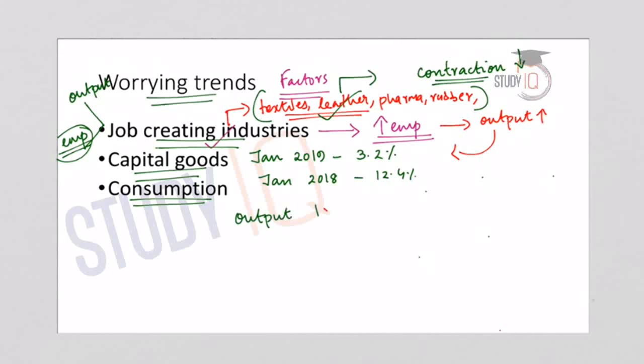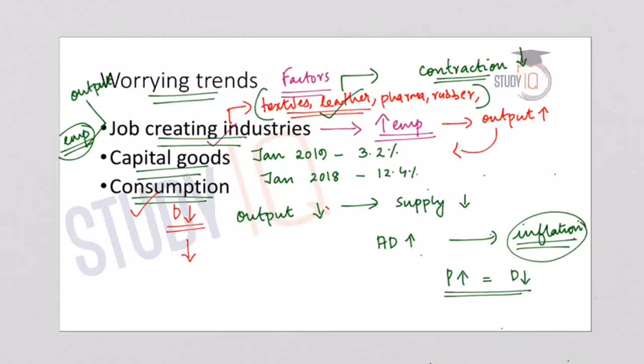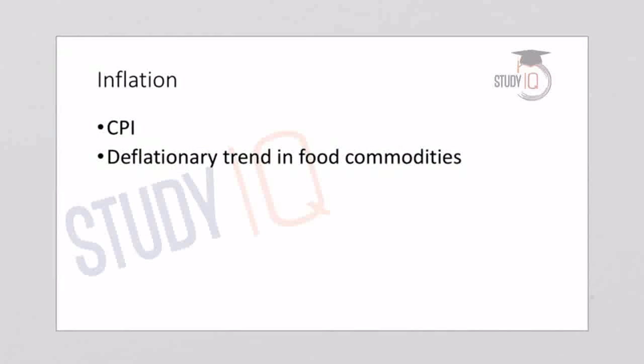When the output is less, it means the supply is less. When supply comes down and aggregate demand remains high, there is a chance of inflation. Inflation means an increase in the price of commodities. In the time of inflation, prices will go up, therefore demand will come down. Ultimately, contraction in the output will affect the consumption patterns of the economy. It will bring down the aggregate demand, and when aggregate demand comes down, this will have a negative impact on the economy. Now, as we discussed in the beginning, the first factor to be considered is contraction in the manufacturing output. The second factor to be considered is the inflation rates.